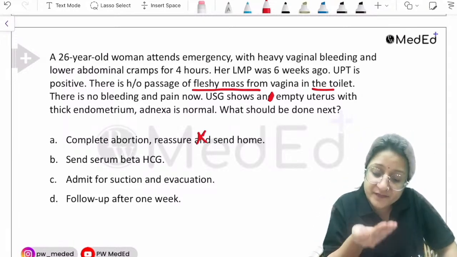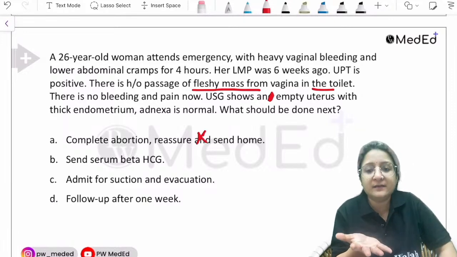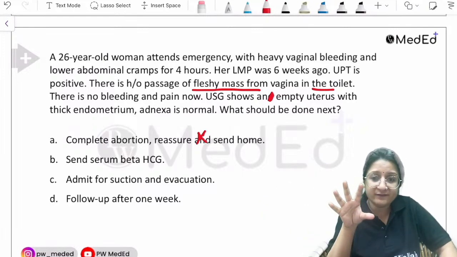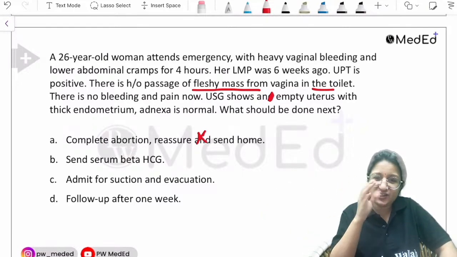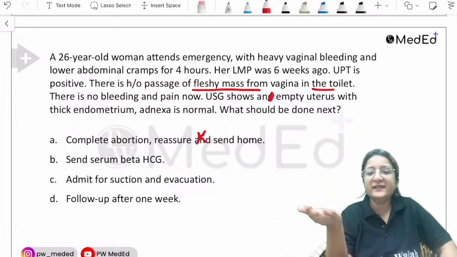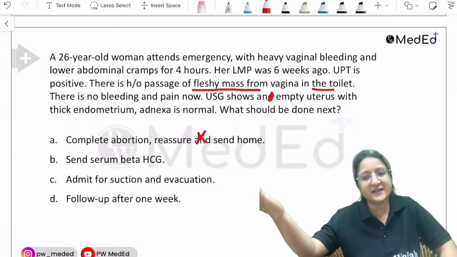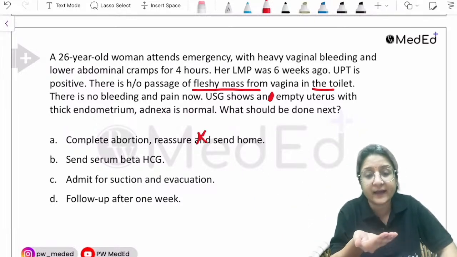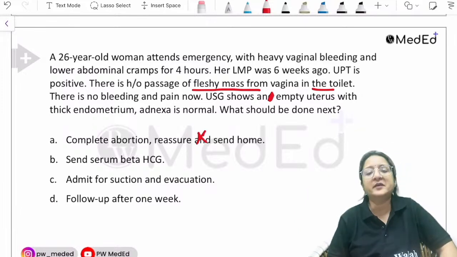Only when we visibly see the chorionic villi with our own eyes, grossly, and we can float the chorionic villi in saline. They look very frondy, whitish, yellowish, feathery in appearance. Put them in normal saline, they float. We can always confirm them on histopathology also. But only when we visibly see these are chorionic villi, then I'll say yes, incomplete abortion.